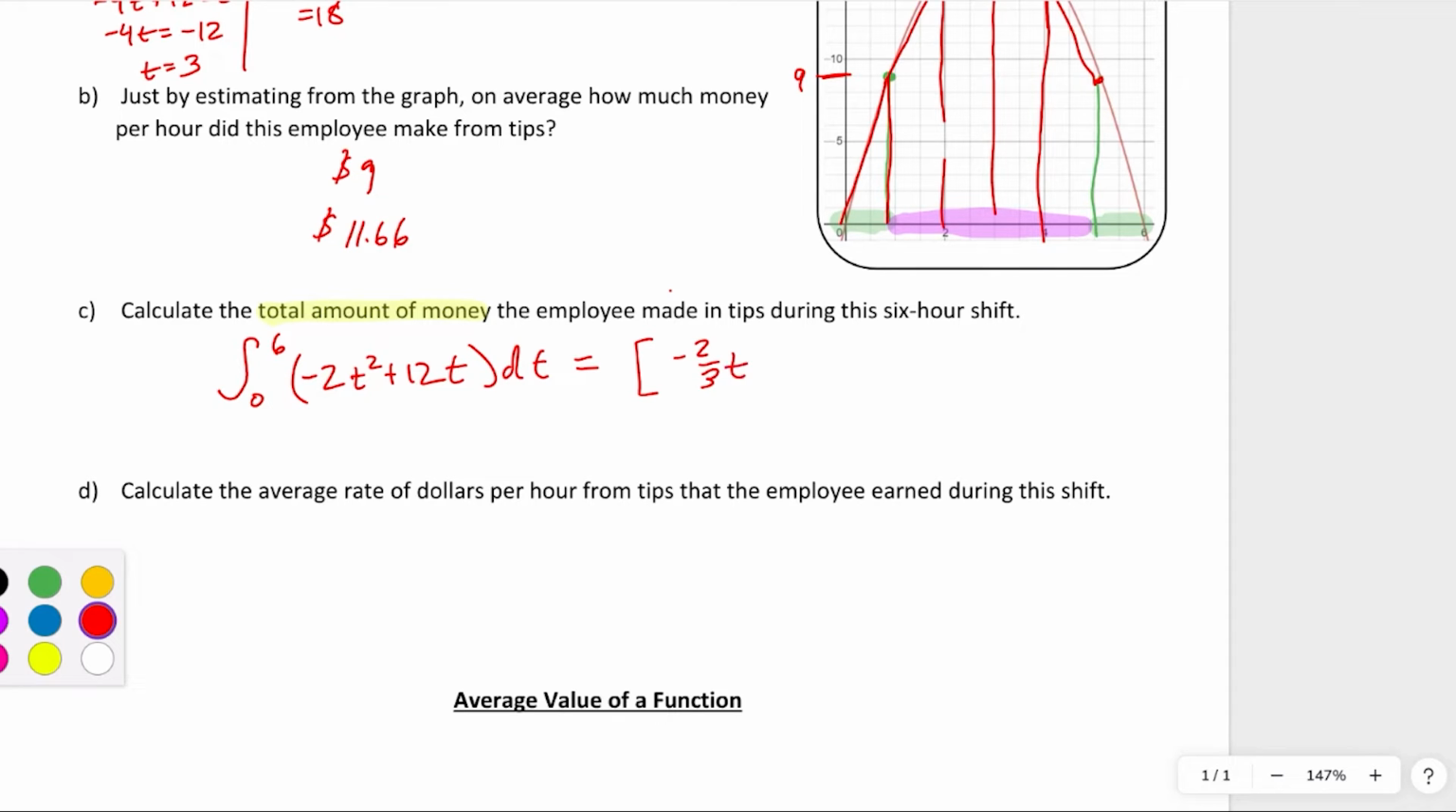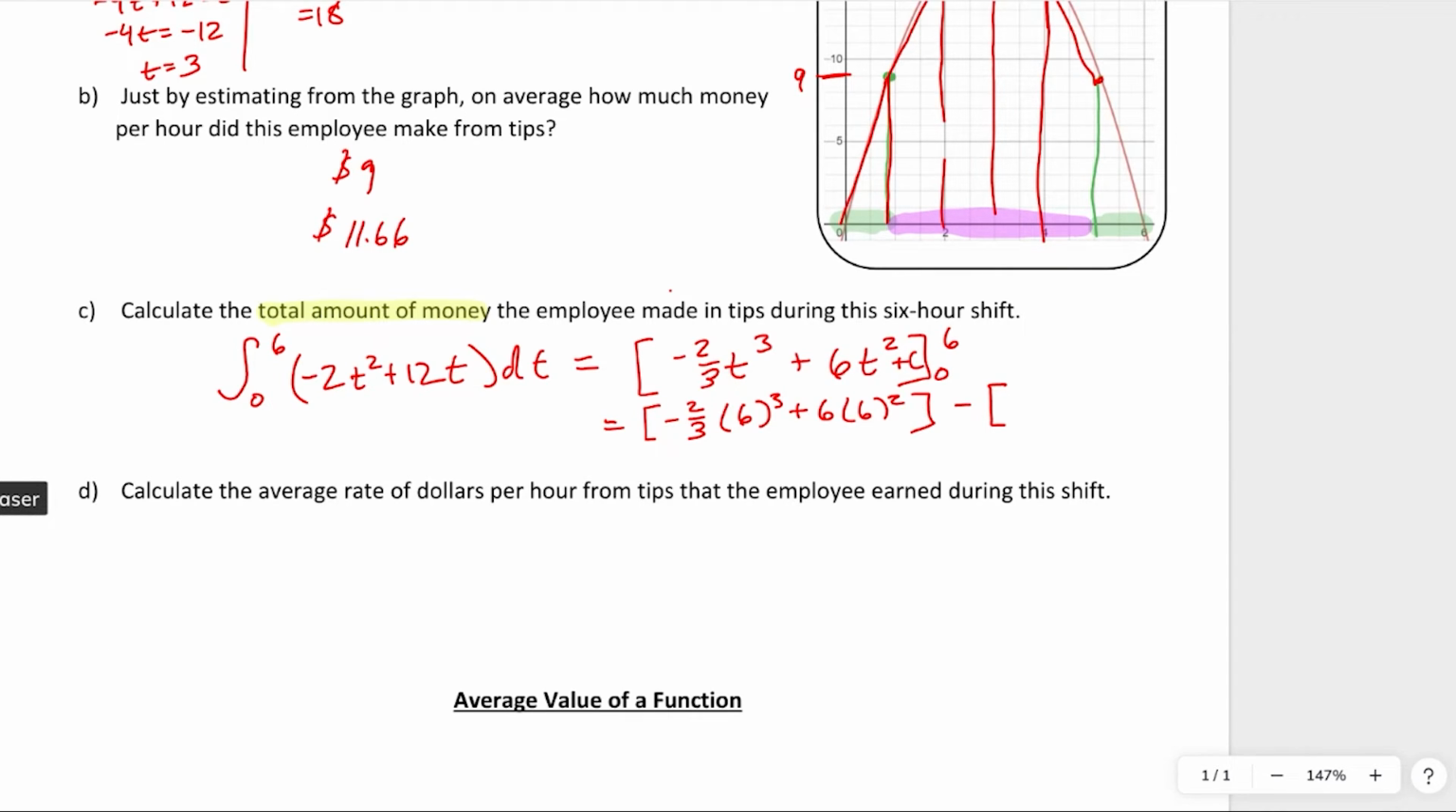Negative 2/3 t cubed plus 6t squared, right, from 0 to 6. So we need to substitute 6 and 0 in there. So first I'll substitute in 6. Negative 2/3 times 6 cubed plus 6 times 6 squared. Ugh. And then minus, and a plus c. Throw that in there. Minus, well, you just plug in 0 for t. You're just going to get a bunch of zeros, right?